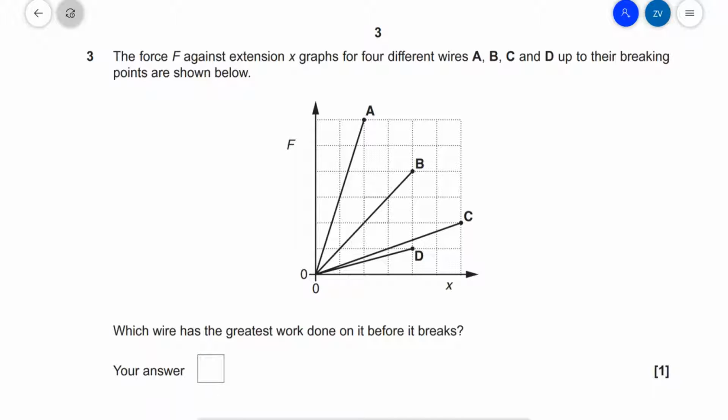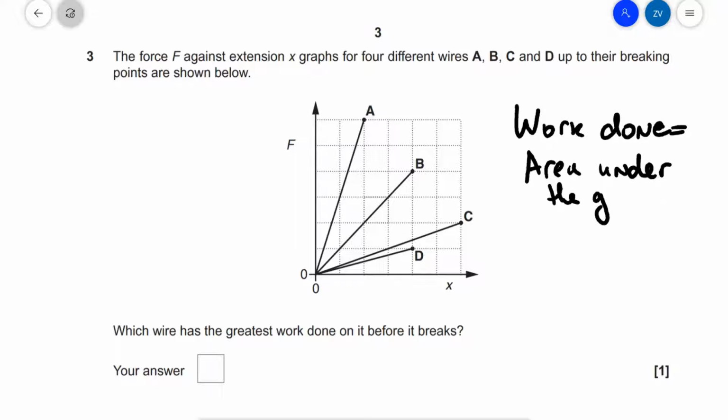Question 3. The force against extension X graphs of 4 different wires A, B, C, and D up to their breaking points are shown below. Which wire has the greatest work done on it before it breaks? Now, in an F against X graph, work done, I'm just going to write this over here, is equal to the area underneath the graph. So the area under the graph. So all we need to do is really just compare areas for the 4 different possibilities.